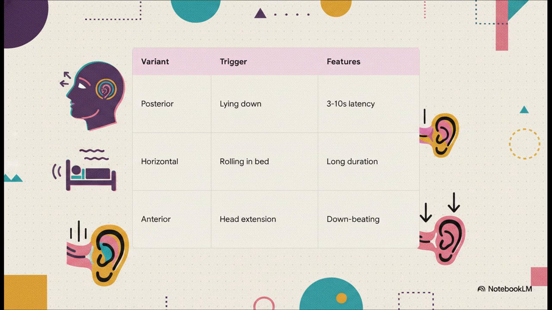Horizontal, on the other hand, is heavily triggered by rolling over in bed and tends to last longer. Then you have the anterior canal BPV, which again is incredibly rare, might be provoked by head extension, and presents with a really atypical downbeating nystagmus.